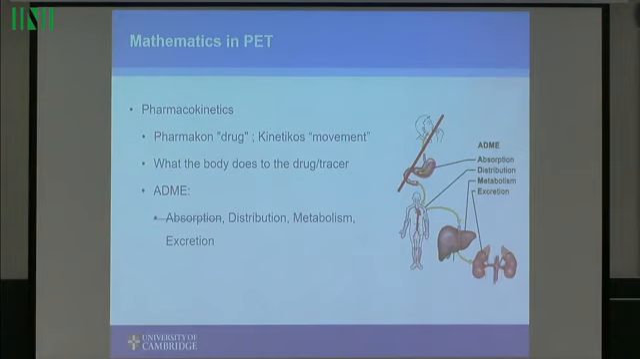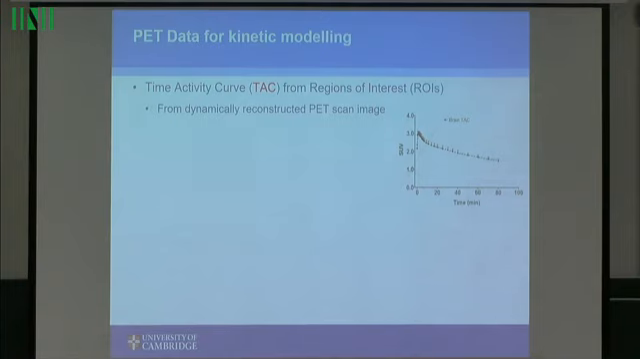But in our case, since it is directly injected into the blood, there is no step of the absorption, so we start at the distribution. The data that we use, as I mentioned before, is the time activity curve from our region of interest, which is from a dynamically reconstructed PET image.